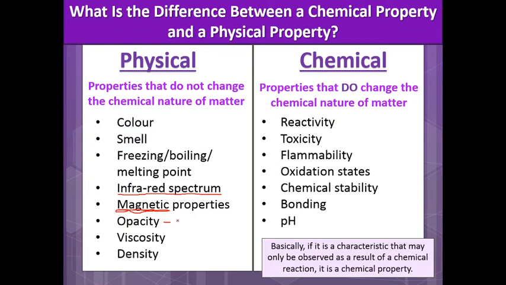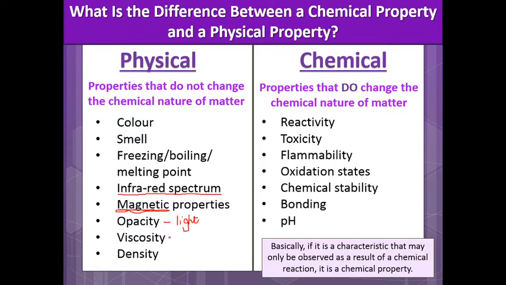Opacity is its interaction with light. So if something is opaque, then it is not see-through. Okay, we've got transparent, translucent, and opaque. That's what we're talking about when we're talking about opacity. Its interaction with light.